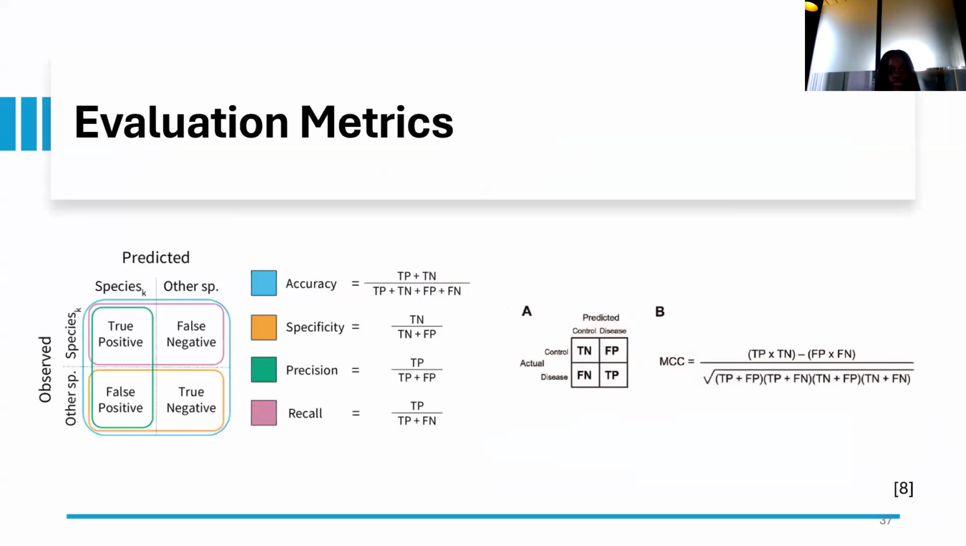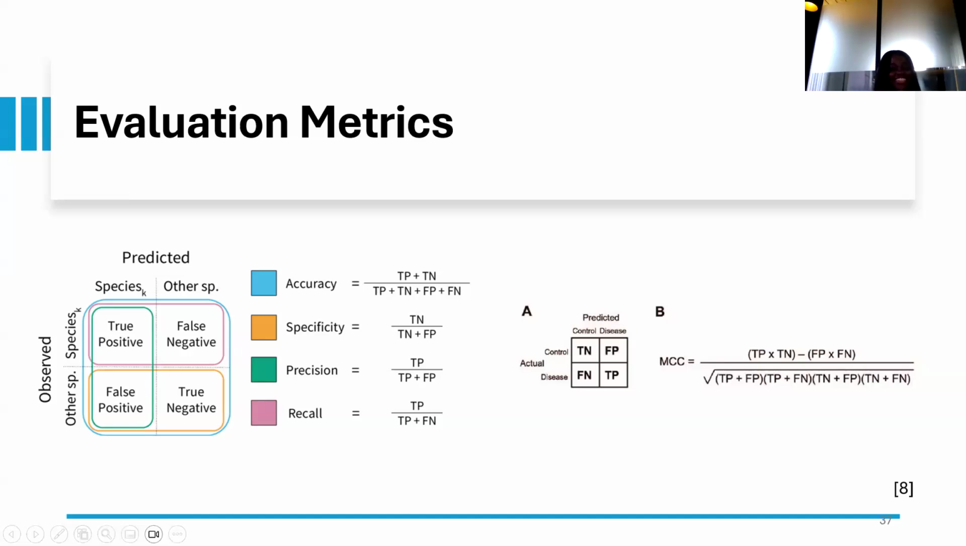Yes, okay, evaluation metrics. So this is what we call a confusion matrix. There's the word, confusion matrix. Yeah, I look at these all day long.